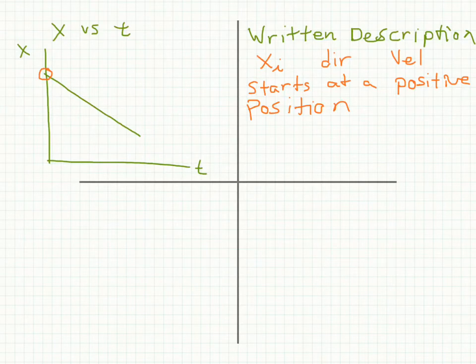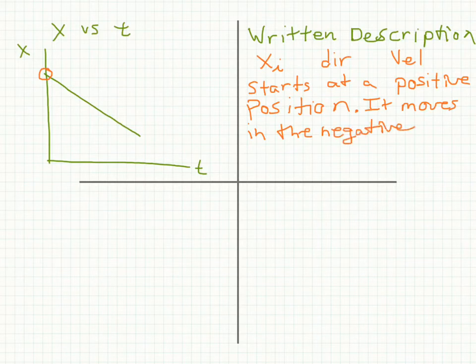And so the next thing that we talked about was the direction. So what direction is this object moving? The line is going down, and the line going down tells me that this object is moving in the negative direction. So let's put a period here and say the object moves in the negative direction.